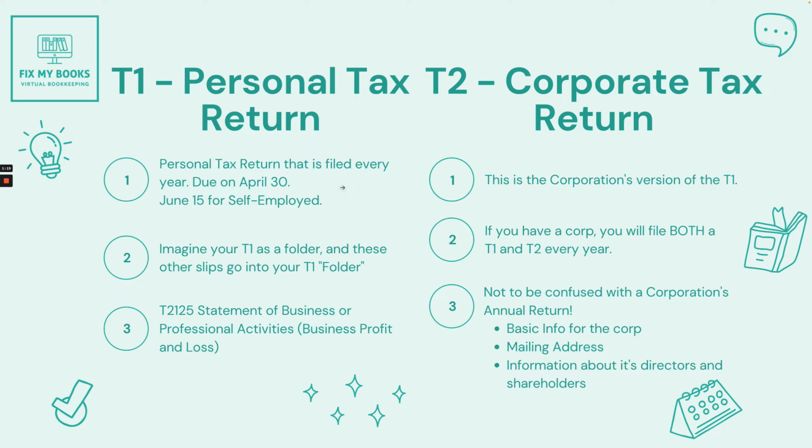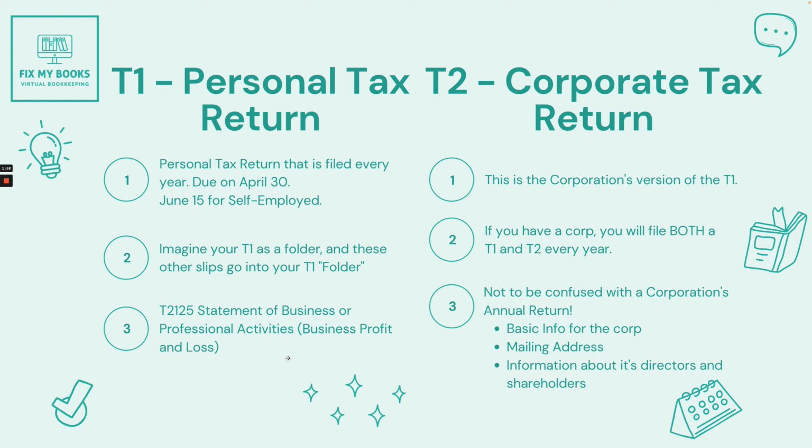So the other thing you need to know about the T1 General is that you need to imagine this as a folder, not as a T-slip. So in this T1 folder, you will file your T3 and T4 slips with your T1 General. Another T-slip that gets filed with your T1 General is the T2125, which is the Statement of Business or Professional Activities. So basically, this is your profit and loss if you have a sole proprietorship.